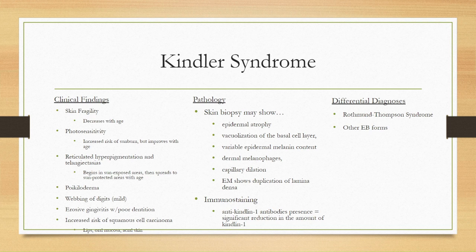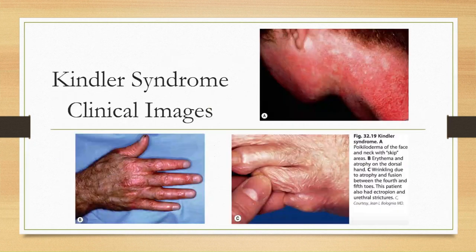Poikiloderma, webbing of the digits can happen. Poor dentition or erosive gingivitis. Increased risk of squamous cell, maybe secondary to that photosensitivity component as well. Your skin biopsy might show epidermal atrophy, vacuolization of the basal cell layer, variable epidermal melanin contents, dermal melanophages, capillary dilatation, and the electron microscopy might show duplication of lamina densa as well. Immunostaining for anti-Kindlin1 antibodies will show a significant reduction in that. Keep in mind other poikilodermic syndromes like Rothmund-Thomson, as well as your other forms of EB as well.